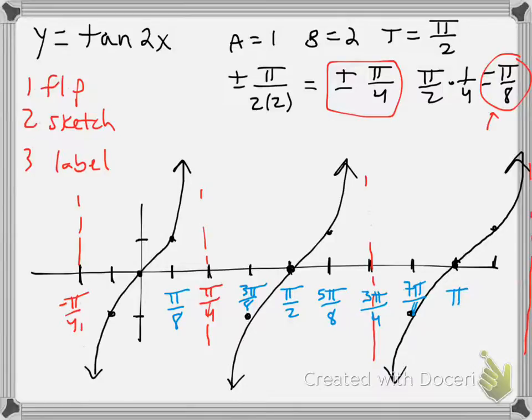I'm going to go ahead and stop there. I mean, I could keep going, 9 pi over 8, so on and so forth. But I'm going to go ahead and just stop at pi. And so my b value tells me that I should have 2 cycles between 0 and pi. So let's look at that. If I start at 0, I have half, then I have 1 full cycle, and then I have another half.